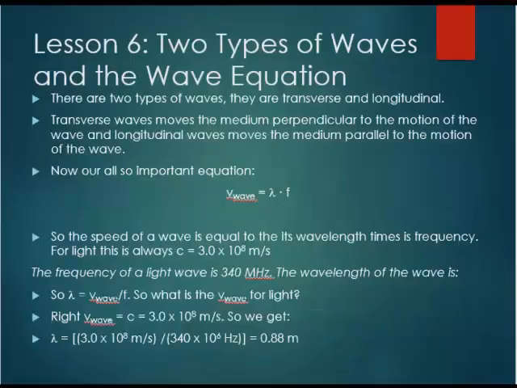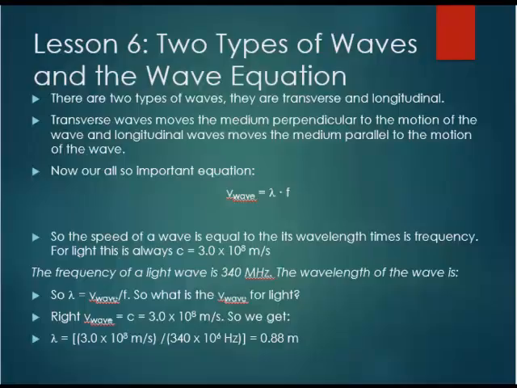So now I want to touch on a couple more interesting facts. The first is the types of waves there are. Turns out there are two types of waves, they are called transverse and longitudinal. So a transverse wave moves the medium perpendicular to the motion of the wave, and a longitudinal wave moves the medium parallel to the motion of the wave.